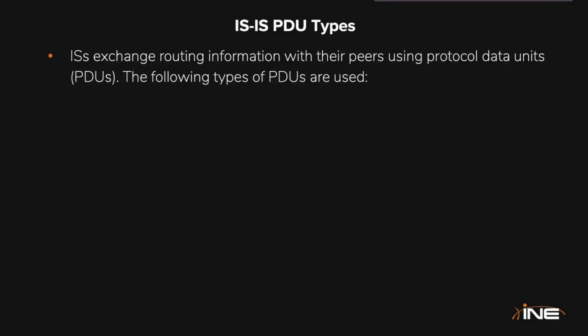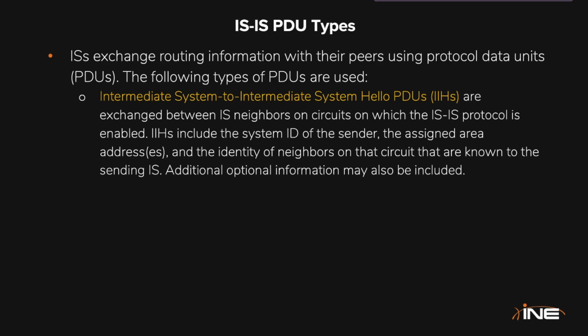Now, how in OSPF we have different types of LSAs, in ISIS we have different PDU types. PDU is basically protocol data units. There are different types of PDUs. The first one is intermediate system to intermediate system hellos. These are basically exchanged between IS routers on circuits on which the ISIS protocol is enabled. So as soon as you enable ISIS, they start exchanging IIH, which is again intermediate system to intermediate system hello PDUs.